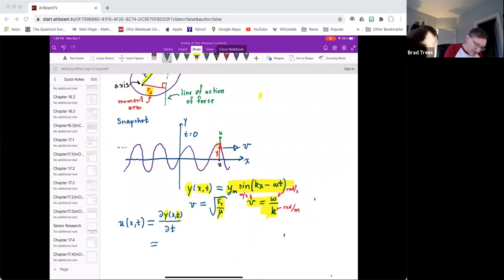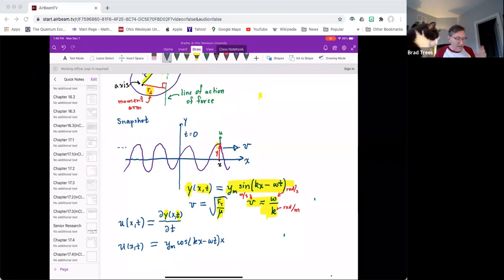So when I do this partial derivative to get u, I'm going to have, well, there's that y max out front, that's still there. The sine blob becomes cosine blob. And then I multiply by the derivative of the blob with respect to t, treating x and k and omega as constants. Well, then the kx term doesn't survive at all, and the negative omega t just becomes negative omega, multiplying everything else. So I would write that now like this.